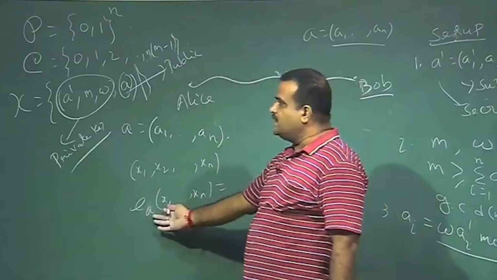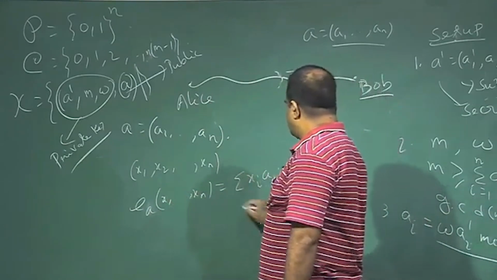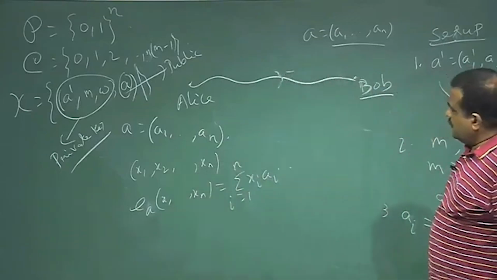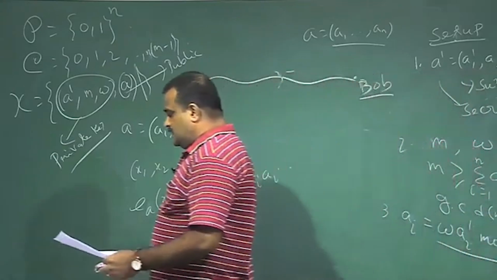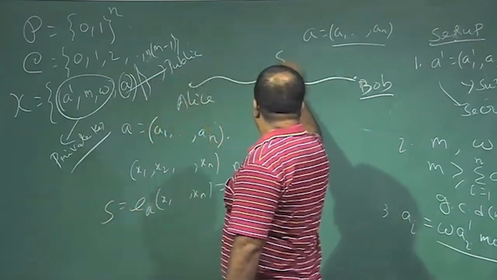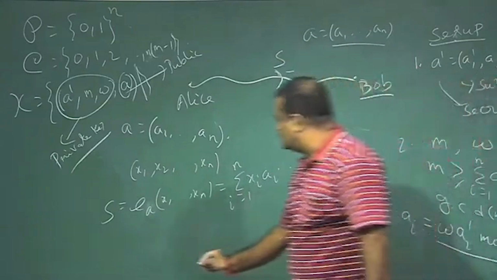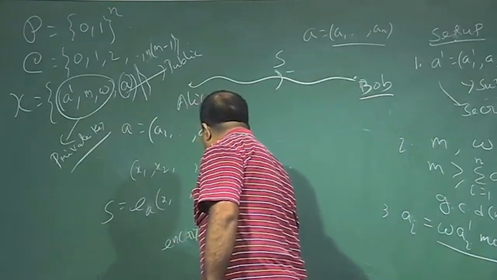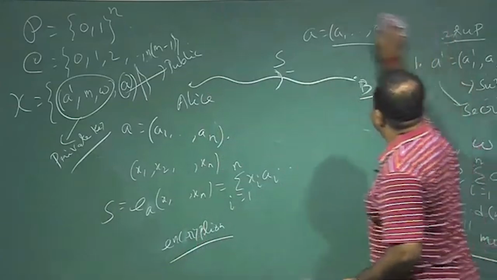Using the public key of Bob, Alice is just doing the summation of a_i x_i, i equal to 1 to n. Okay. So, this is the encryption and this is our S, and this is the ciphertext Alice is sending to Bob. So this is encryption. Now, at the decryption, what will Bob do?